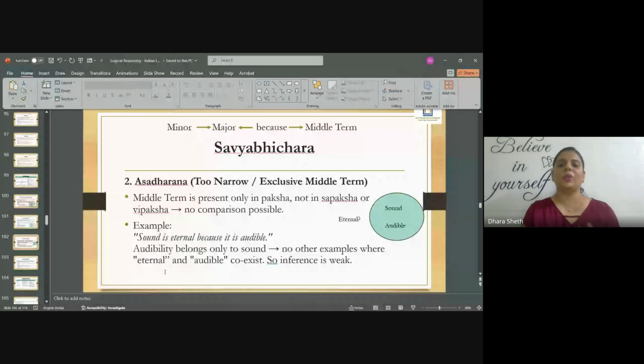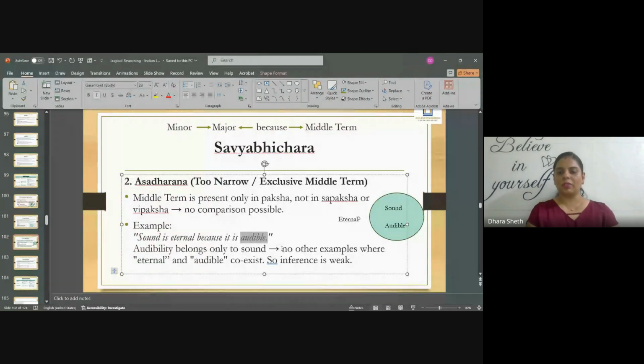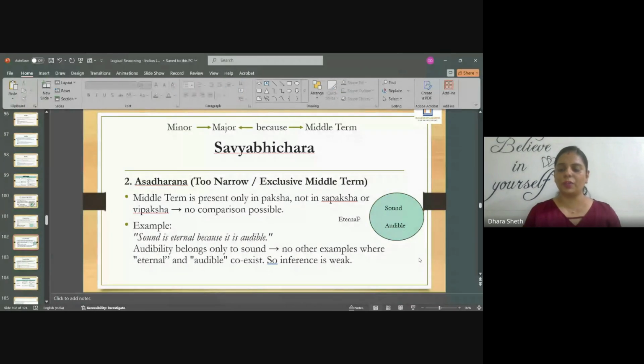Asadharan. Too narrow middle term. Now the sentence here is: sound is eternal because it is audible. Now how many things are audible in this world apart from sound? You can listen only to sound. There's no other thing which is audible. Where do you go and compare? Where do you draw inference from? The box of audible includes only sound. There is no other comparison that this is also audible and eternal. How do you compare? How do you draw the inference? There cannot be inference here because the middle term is too narrow.